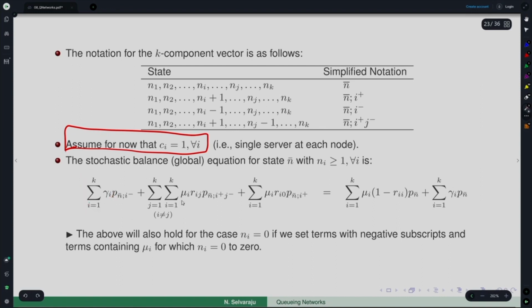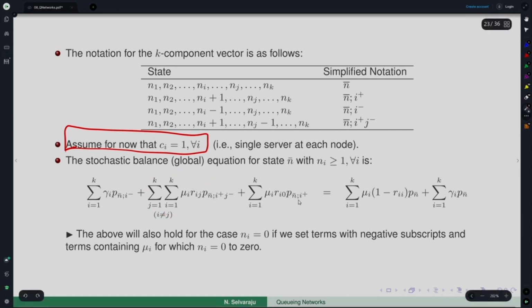Similarly here, it was in n bar i plus j minus. So, in the ith element it was plus 1 and in the jth element it was minus 1, and service is completed at the ith node with rate mu i, and from there it makes a movement from i to j. So, the total state now becomes n bar. This i and j could be anything except that they are not the same. That is what this quantity is.